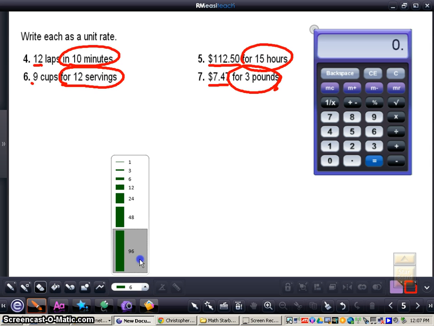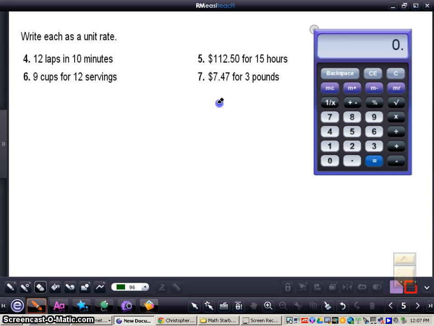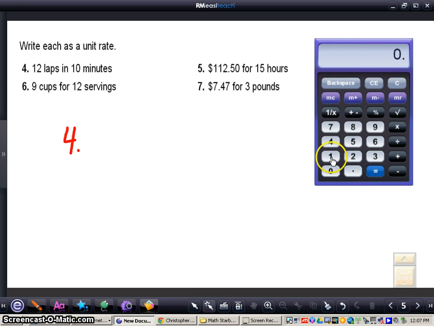So let me erase these really quick and I'll show you these few problems. I'll do 2 for you, then we'll do 2 together. If I'm taking a look at 12 laps in 10 minutes for number 4, what I need to figure out is the unit rate, how many laps per 1 minute. So I'm going to divide 12 divided by 10. I'm going to punch that right in my calculator. So 12 divided by 10 is 1.2 laps in 1 minute.